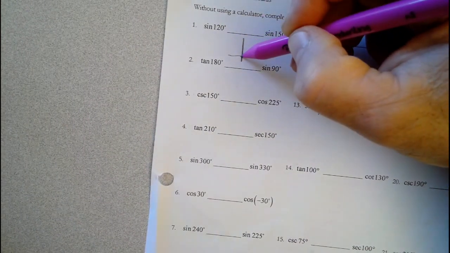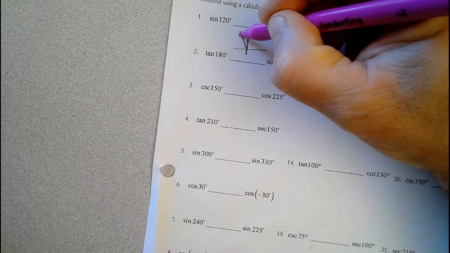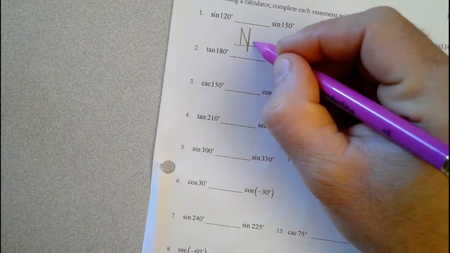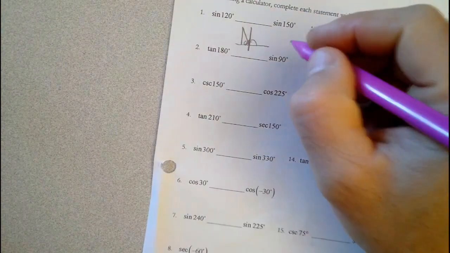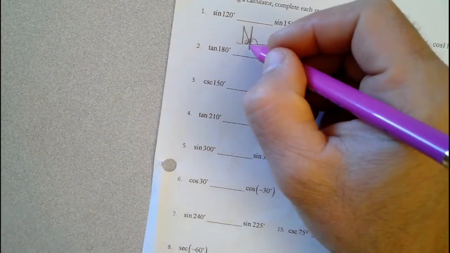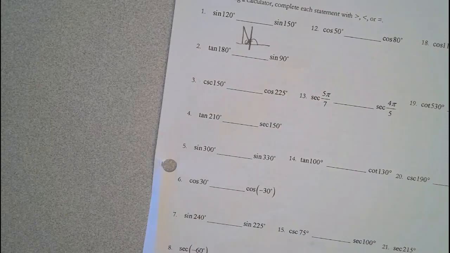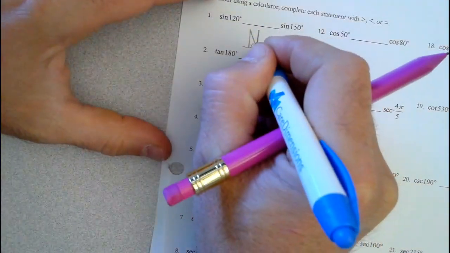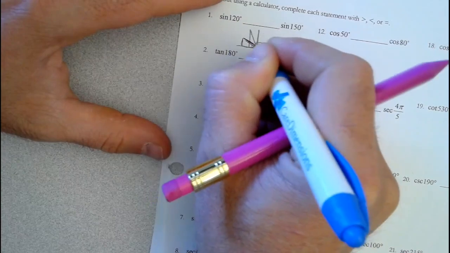So 120 is an angle that's right about here, and its reference angle is 60. And then 150 is going to be, let me grab a second color for myself. Okay, and its reference angle. Oh, those are both in the first quadrant.